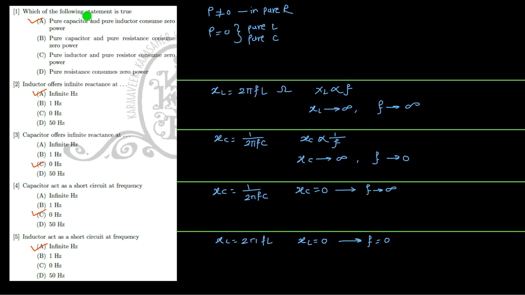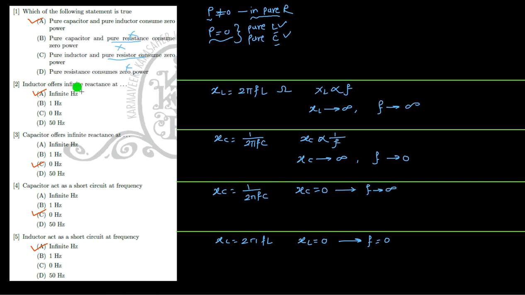Which statement is true? Let's read the statements. Pure capacitor and pure inductor consume zero power. We know that in case of pure resistance, the power consumption is not zero, but in pure inductor and pure capacitor, active power consumption is zero. So obviously this statement is true. The other statement is false, because pure capacitor and pure resistance consume power. Pure inductor and pure resistor: pure resistance also consumes power, so this statement is not true. Pure resistance consumes zero power? No, pure resistance consumes some power which is not equal to zero. So the answer is the first one.